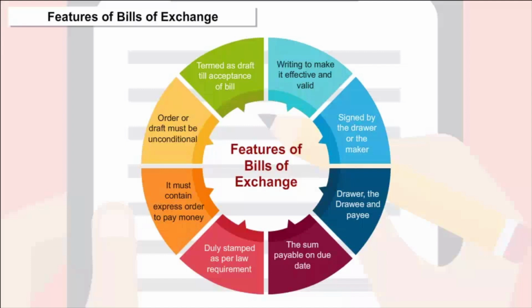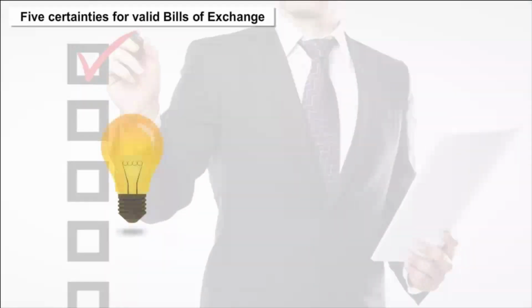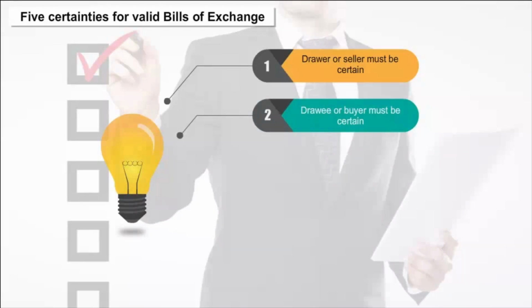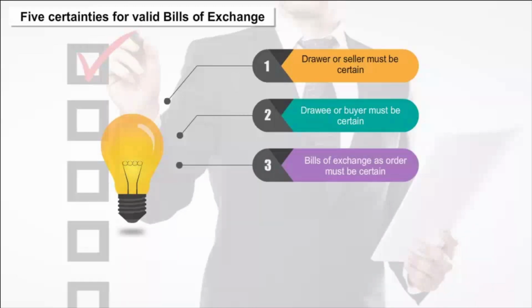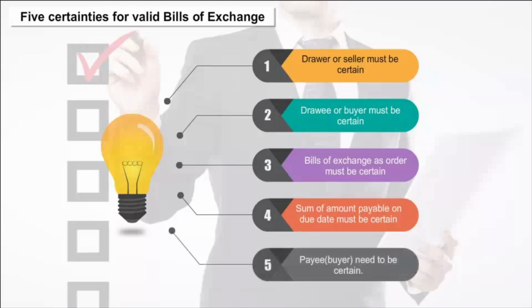Five certainties for a valid bill of exchange. The drawer or seller must be certain. The drawee or buyer must be certain. The bill of exchange as an order must be certain. The sum of the amount payable on the due date must be certain. The payee needs to be certain.